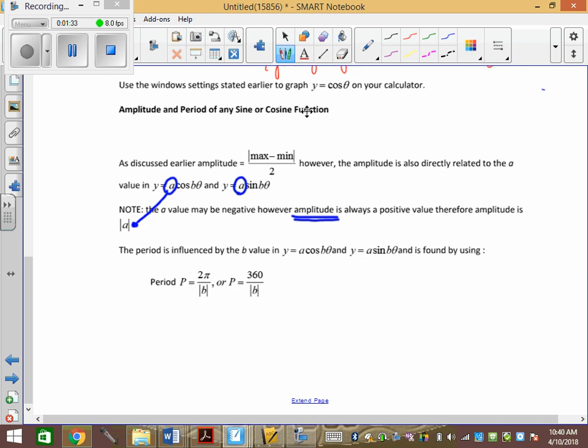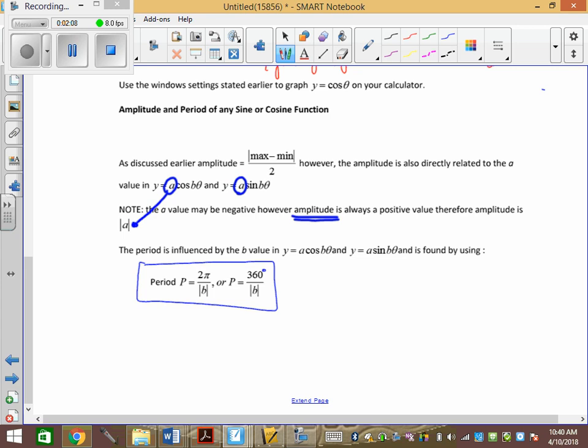The period, how do we get the period off the graph? Well, it's going to be this formula or this formula, which should have a little degree symbol. It's going to be 2 pi divided by the absolute value of b, or 360 divided by the absolute value of b, depending on what your equation is in. If your equation is in radians, you'd use 2 pi. If your equation was in degrees, you'd use 360. Okay? Now, why would that be the case? Why would I take 2 pi and divide it by b to get the period, or 360 and divide it by b?